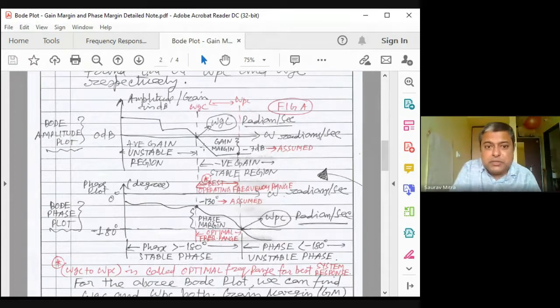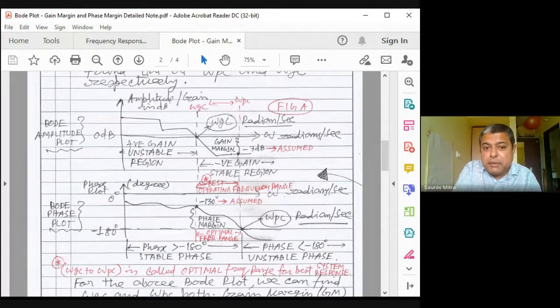So, very important thing you have to check: at omega GC you have to find phase. It should be greater than minus 180. At omega PC you have to find gain. It should be less than 0 dB. Now we are coming to the main part, the most important thing. What should be the system running frequency, or what is the bandwidth of frequency for which the system is stable? The answer is omega GC to omega PC.